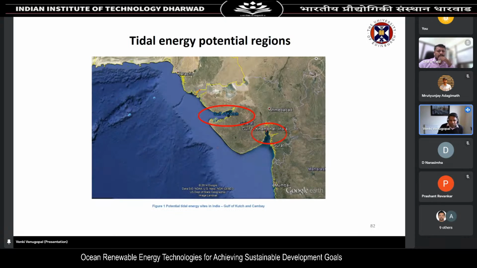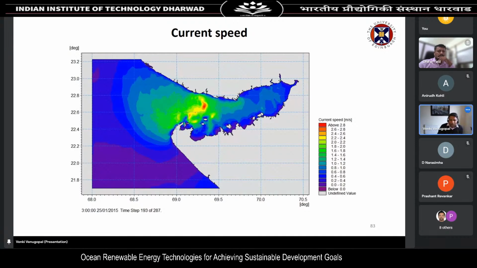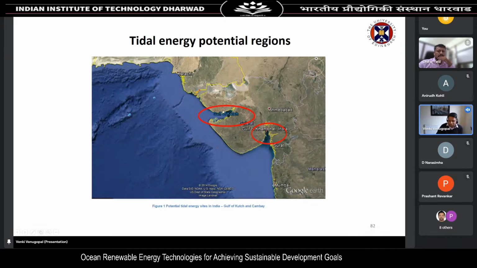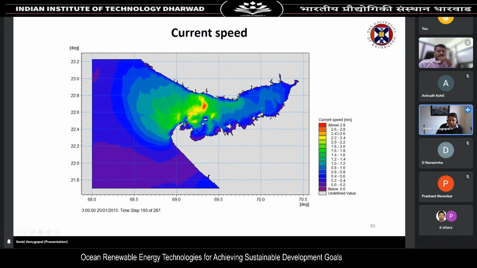So what we did, we tried to model two regions, Gulf of Kutch and Khambhat, and we wanted to assess the tidal energy potential with Indian researchers. When we completed the simulations, we noticed that in the Gulf of Kutch, the current speed reached up to 2.5 meters per second, which is a very good current.